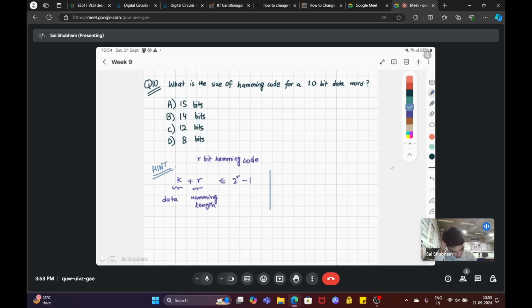So in this case, what will happen? K is equal to 10. So 10 plus R should be less than or equal to 2 power R minus 1, or 11 should be less than or equal to 2 power R minus R. Okay, so take R equal to 4: it will be 2 power 4 minus 4, which is 16 minus 4, which is 12. Therefore R equal to 4, K equal to 10. So the total size will be K plus R, which will be 14. Okay. So B is the answer.